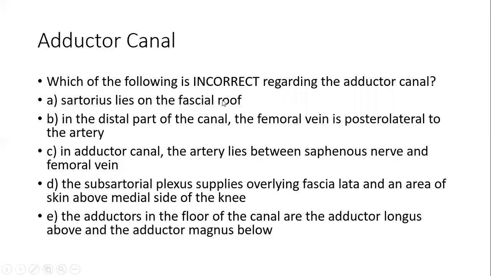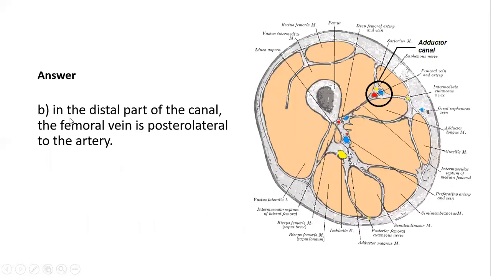So you have to again apply the exclusion strategy. If you are asked the incorrect option, exclude the right options. And if you are asked a true option, exclude the false options. So the answer is B. In the distal part of the canal, the femoral vein is posterolateral to the artery.